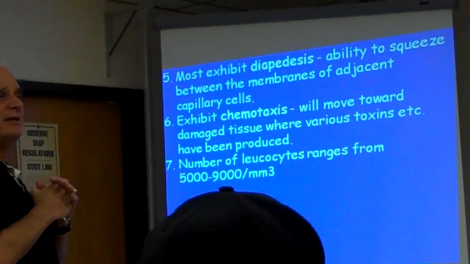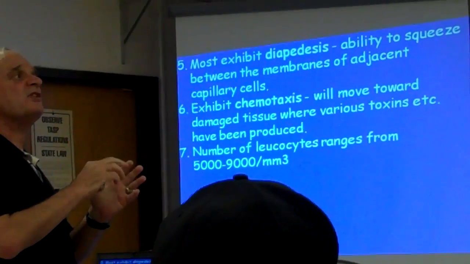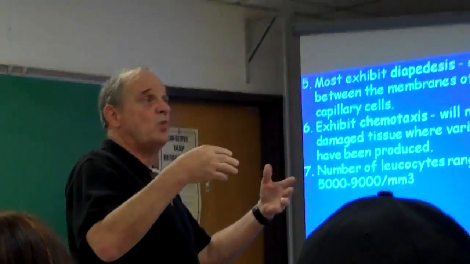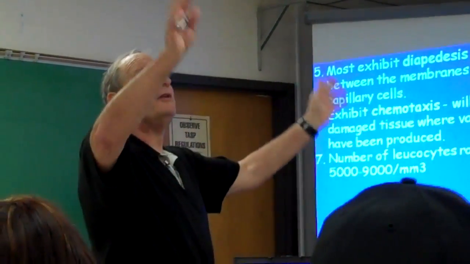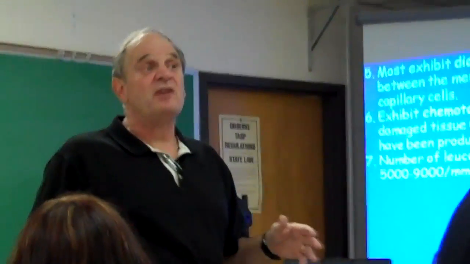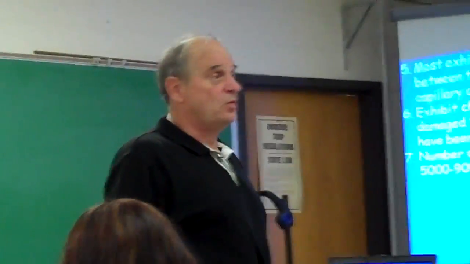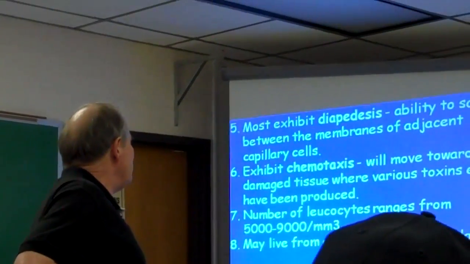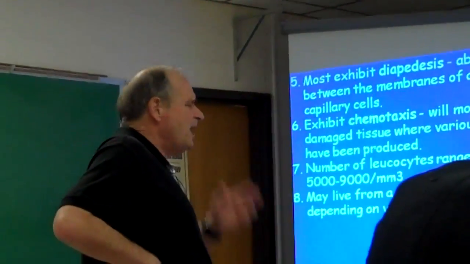Number of leukocytes. Remember how we talked about this. It will range from 5,000 to 9,000 per cubic millimeter, whereas red blood cells are about 5.4 million. There's a whole lot of difference between 5 to 9,000 and 5.4 million. And leukocytes may live from a few hours to a few days.